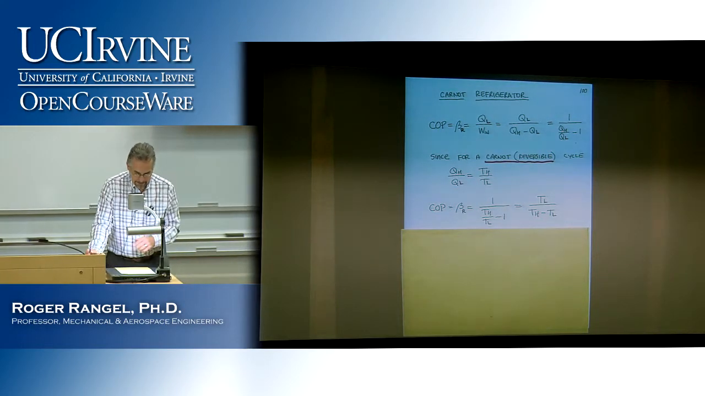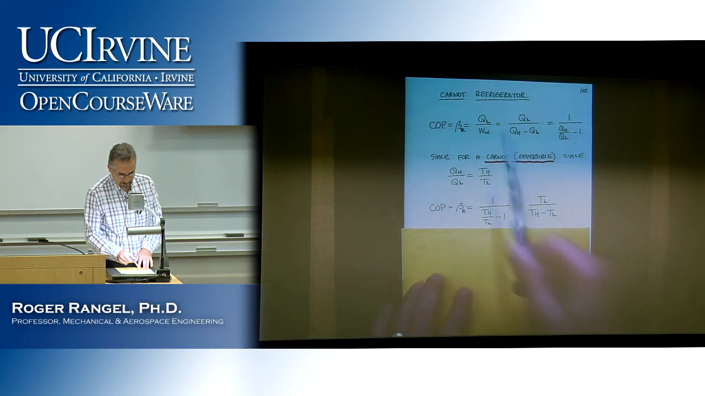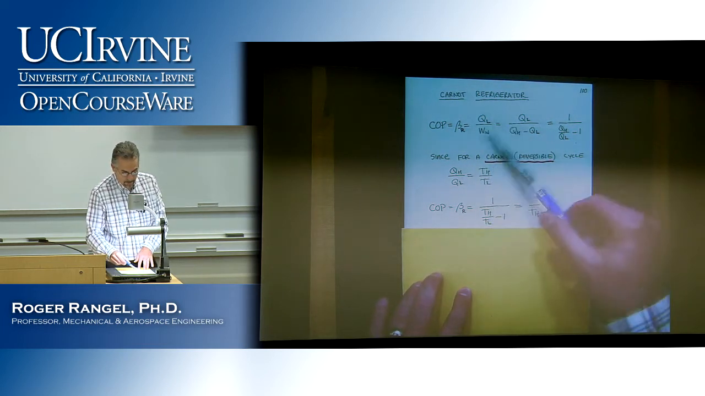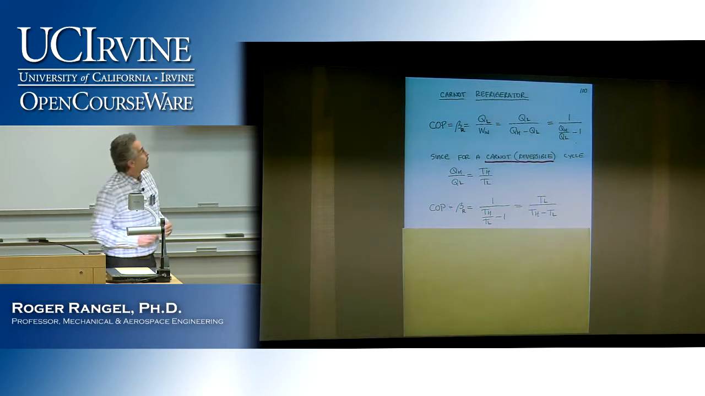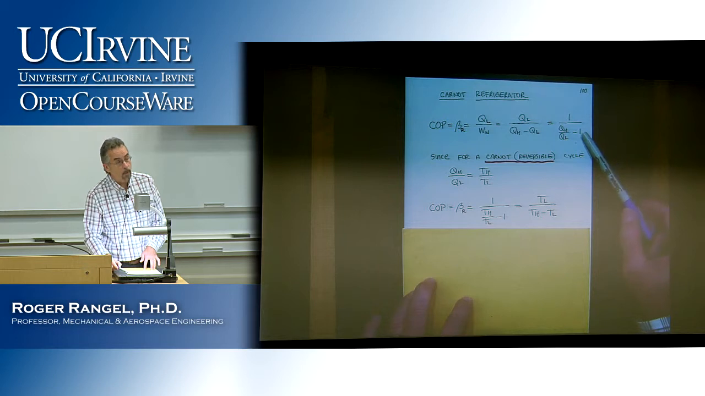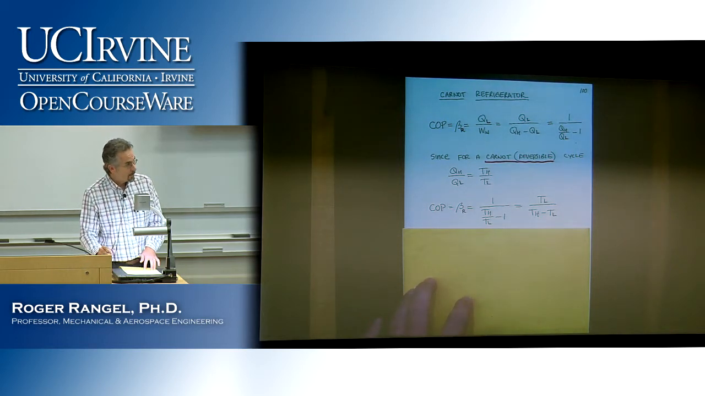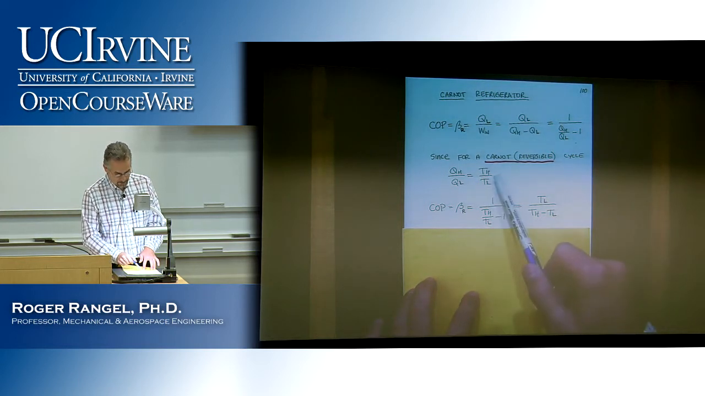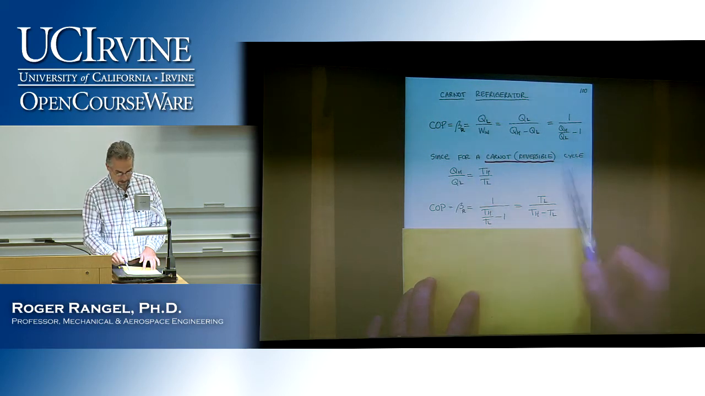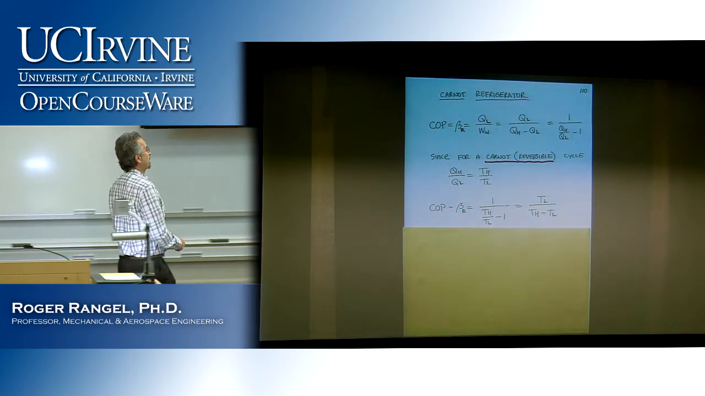So again, keep in mind, this expression is always true because this is the definition, the one on top, Q sub L over W in, or if you simplify the way I did here, this is always true. But if it happens to be a reversible cycle, then you can make the substitution using the ratio of temperatures instead of the ratio of the heat transfers, and then you arrive at that expression there.